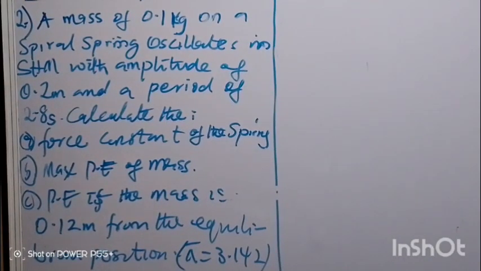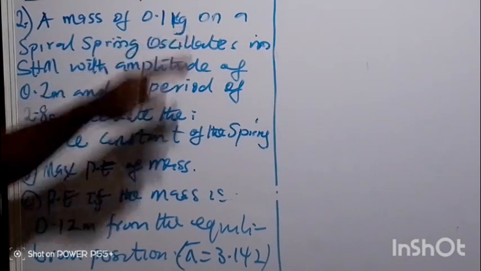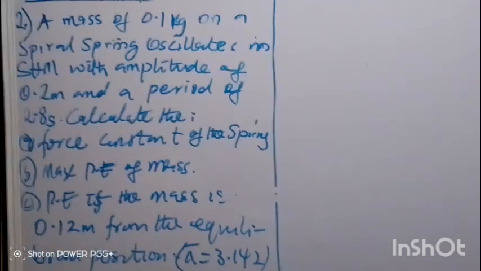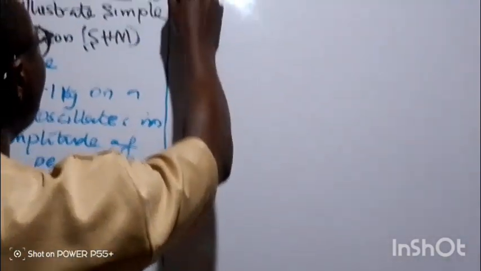Now let's take this one as example 2. A mass of 0.1 kg on a spiral spring oscillating SHM with amplitude of 0.2 meter and a period of 2.8 seconds. Calculate A, the force constant of the spring, B, the maximum PE of the mass, and C, the potential energy if the mass is 0.12 meter from the equilibrium position. Pi is 3.142.